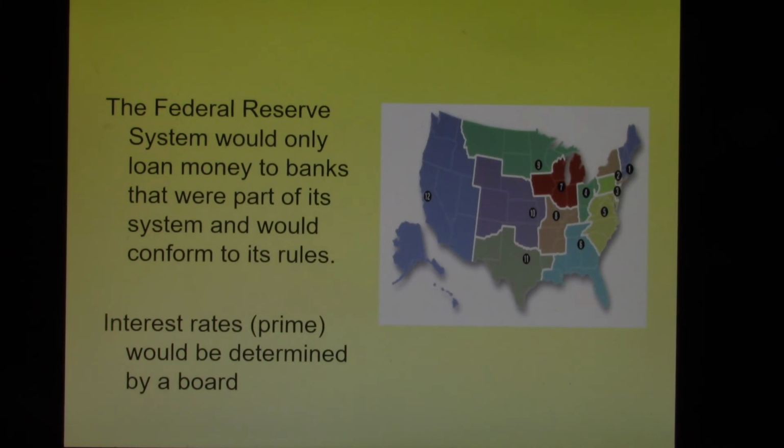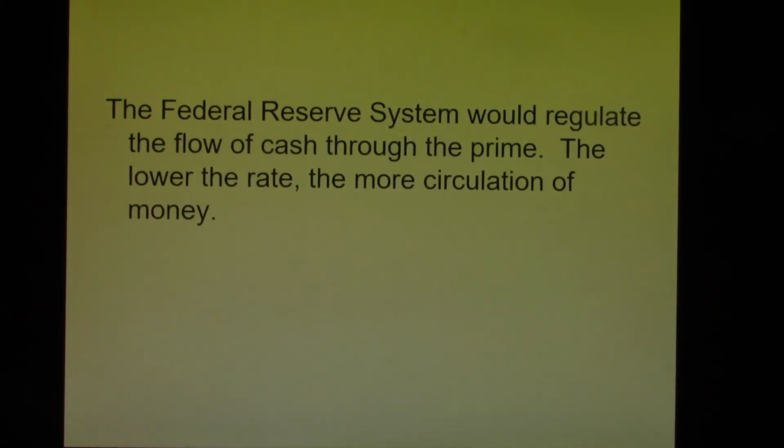The Federal Reserve System today is going to regulate the flow of cash, and it does this through the prime. If the Federal Reserve System wants to stimulate activity, they lower the prime. If the Federal Reserve System wants to curtail economic activity, they will raise the rate.